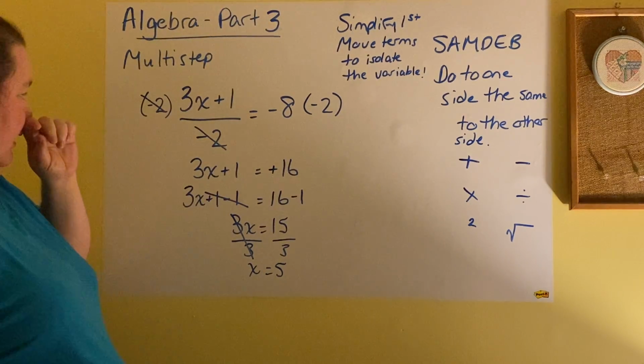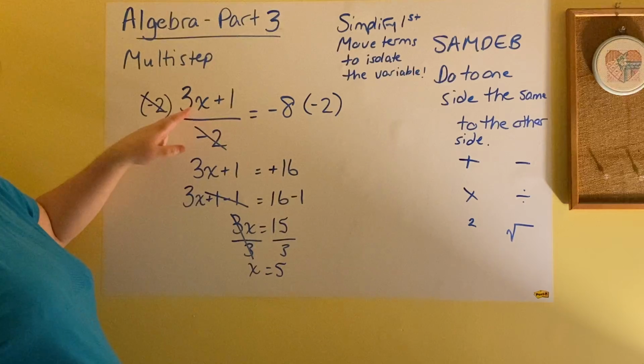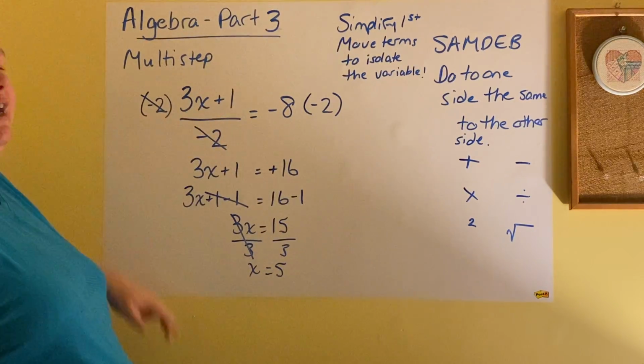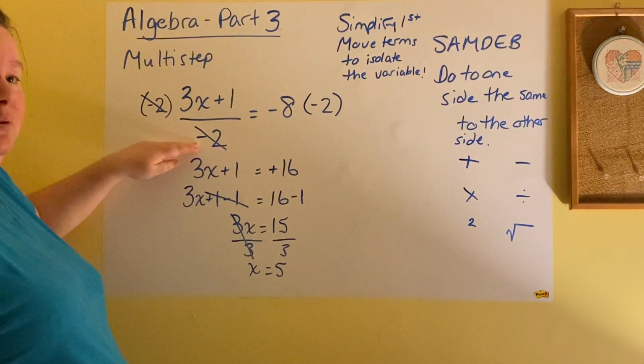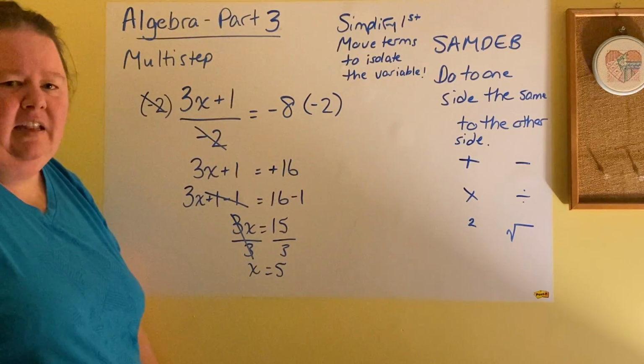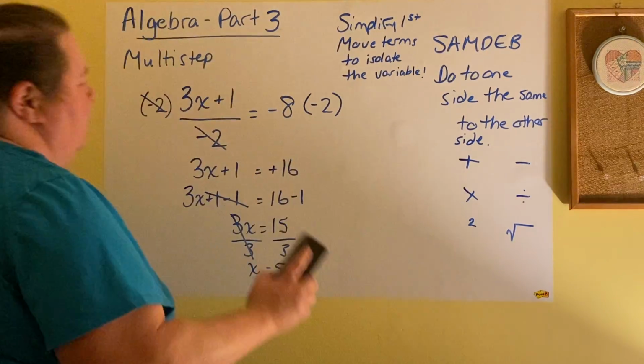So again, I can go back and I can look at this and I can say 5 times 3 is 15. 15 plus 1 would be 16. And 16 divided by a negative 2 would leave me with that negative 8 that I have over here. Okay.